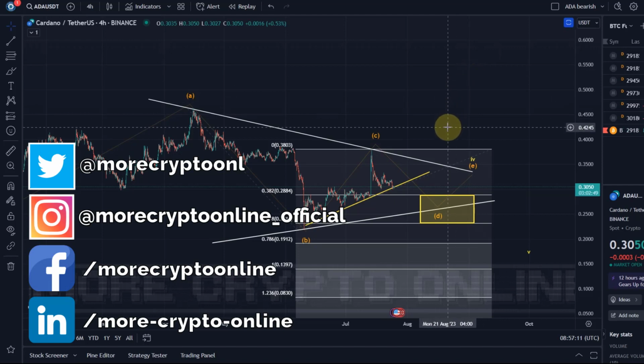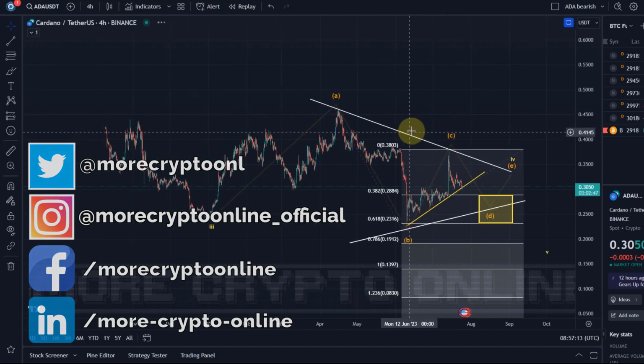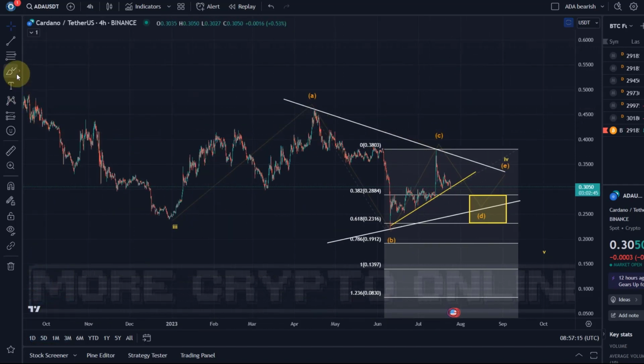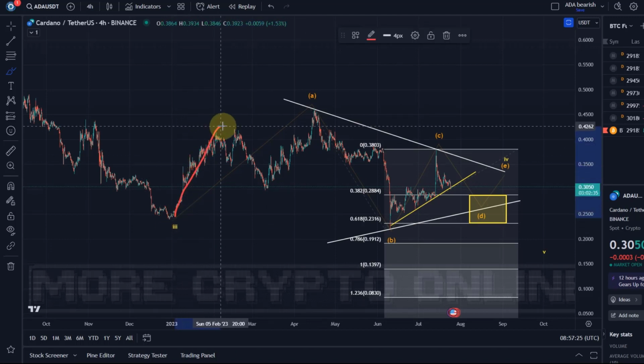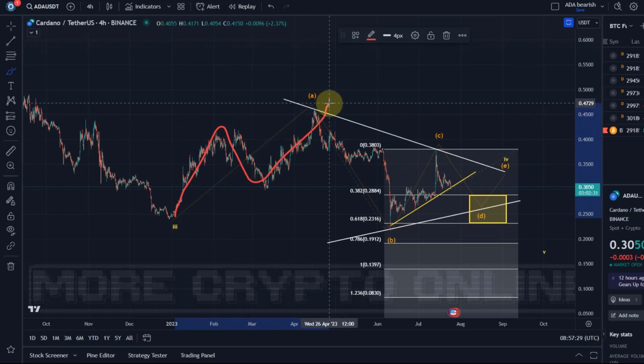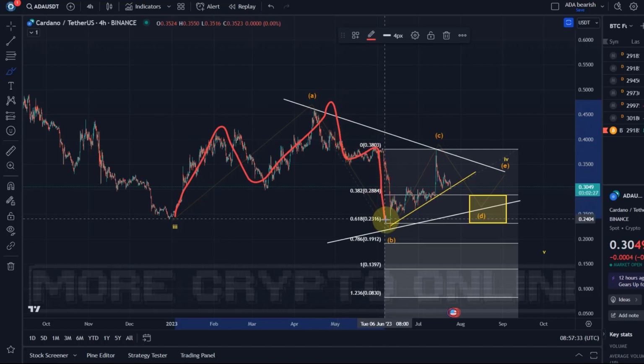On the ADA chart, it looks more and more as if this Elliott wave triangle is playing out. We're tracking this formation that started in December, January with a 3-wave move up, which I call an A wave of a 5-wave move. A triangle is a 5-wave move. Then the B wave down, also in 3 waves.